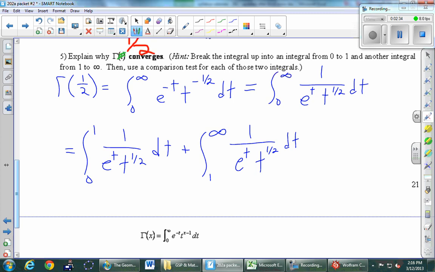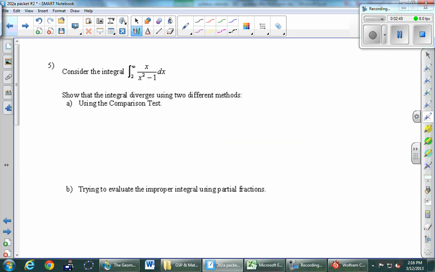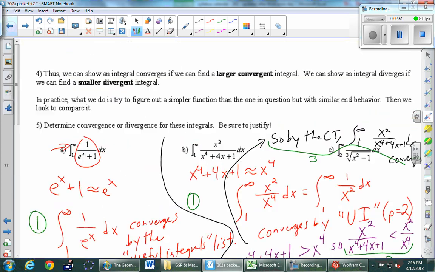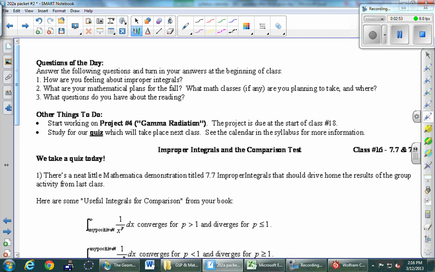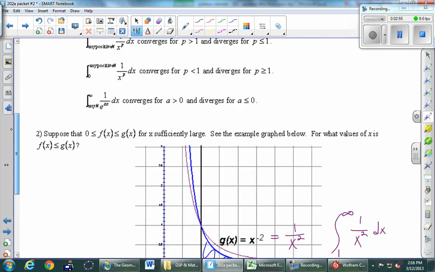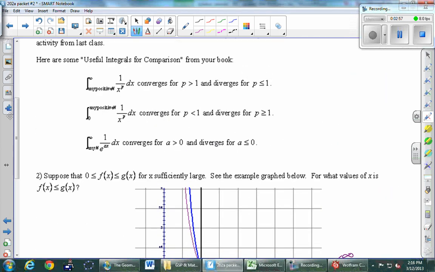In the second integral, on the bottom, I see a t to the 1/2, and I also see an e to the t. And if you go back and you look a few pages earlier, you'll find that list of the things the book calls the useful integrals for comparison. So we can just jump back a few pages to find that list. It's right here on page 17. So again, the integral that we had was 1 over e to the t to the 1/2, and this was going between 1 and infinity.